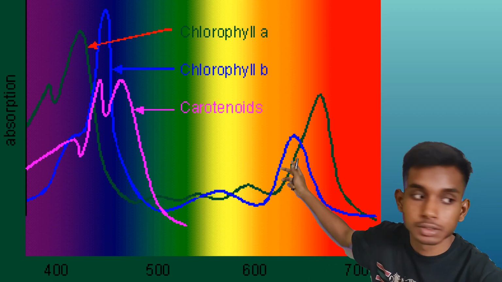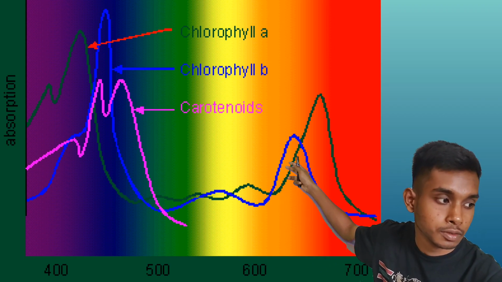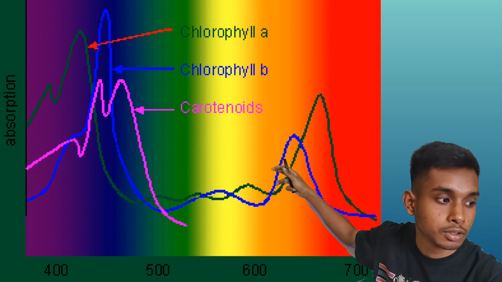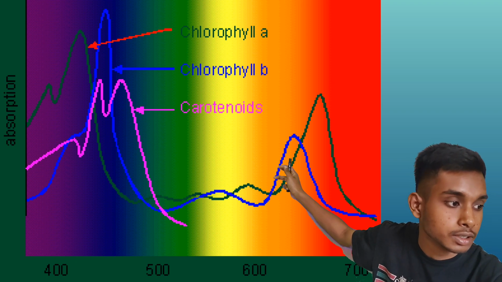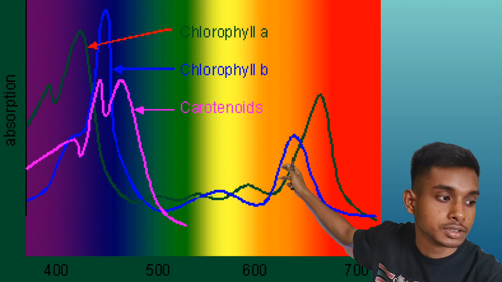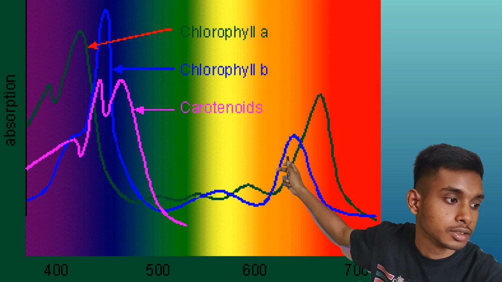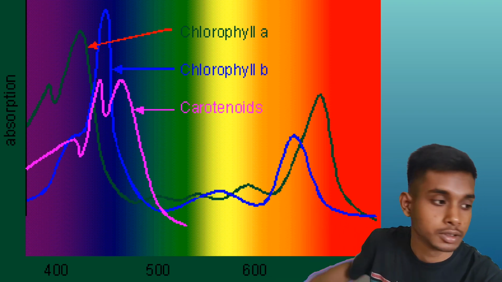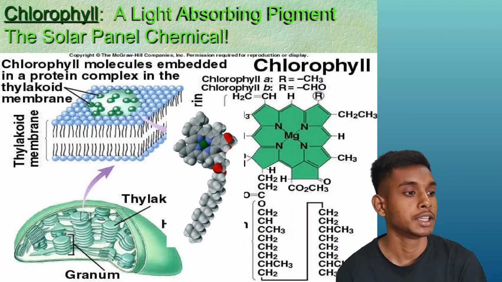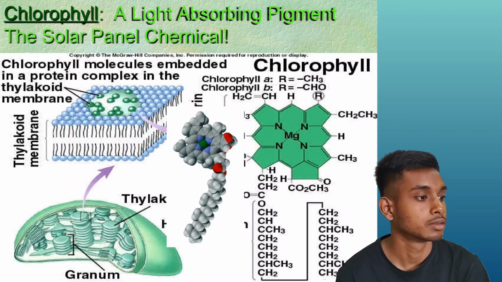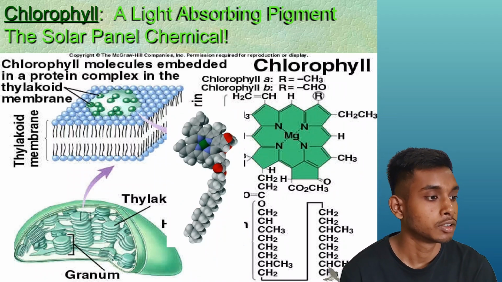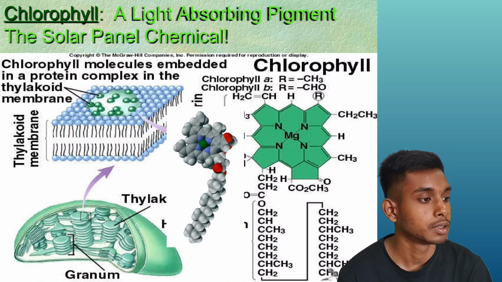The black one is chlorophyll A, chlorophyll B is the blue one, and carotenoids is the pink one. Chlorophyll is a light absorbing pigment, the solar panel chemical. Chlorophyll molecules are embedded in the protein complex in the lipid membrane.